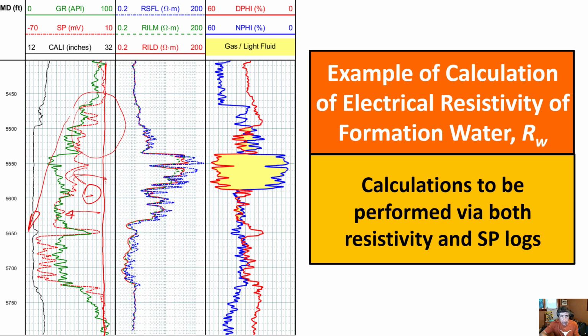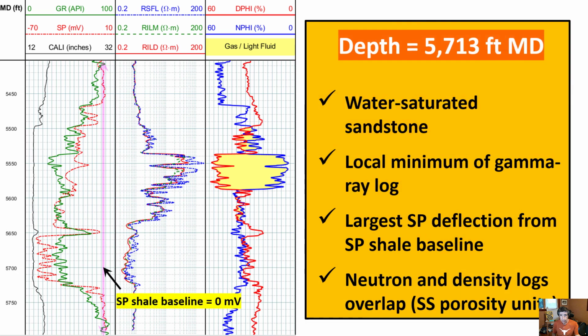So what we have to do is locate the water saturated section of the well, and locate a section that has the favorable conditions for the calculation, which is minimization of the presence of shale and also maximum deflection of the SP log, and we want to do this as far away as possible from the hydrocarbon zone. Okay, let me zoom into this plot.